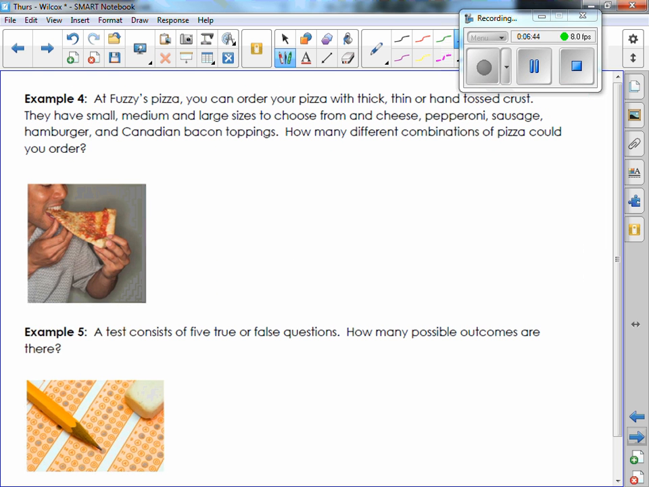At Fuzzy's Pizza, you can order your pizza with thick, thin, or hand-tossed crust. They have small, medium, and large sizes to choose from, and cheese, pepperoni, sausage, hamburger, and Canadian bacon toppings. How many different combinations of pizza could you order? So let's think about our choices. We have to choose what type of crust we want.